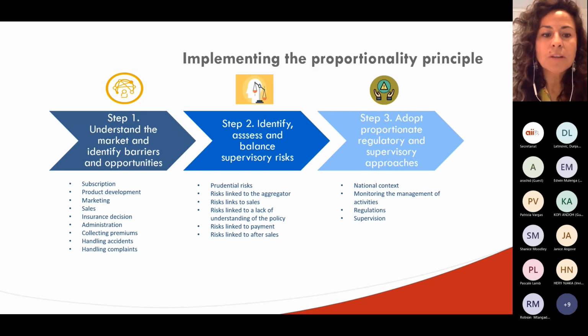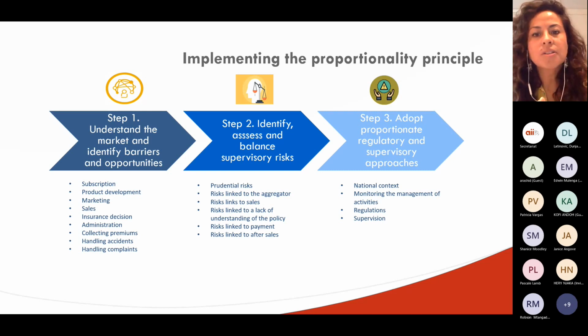However, I want to bring some elements that you have seen in the module, which are related to our three-layer approach, let's say, that is connected with a risk-based supervision approach. So we know that a trick, let's say, to implement the proportionality principle is really to understand the market, identify barriers and opportunities.